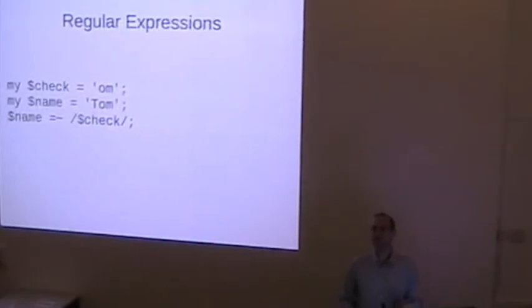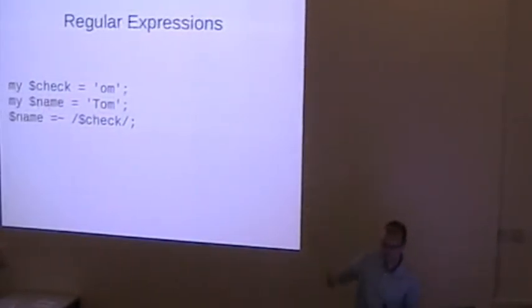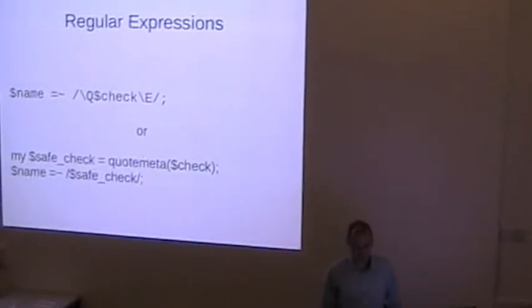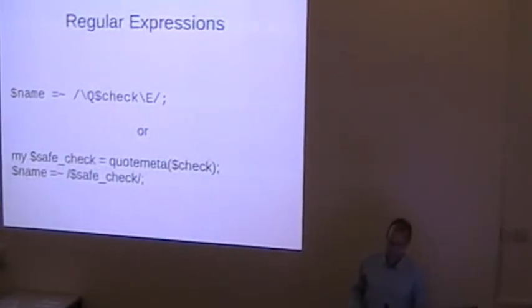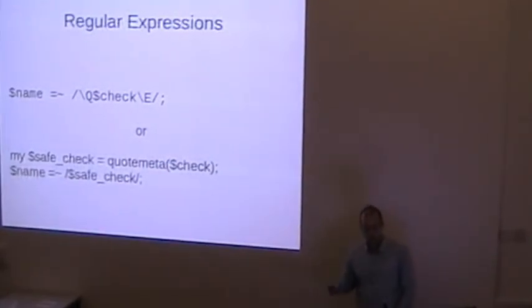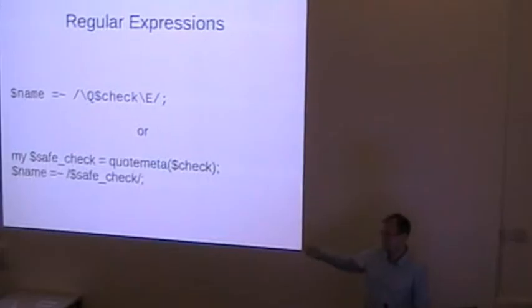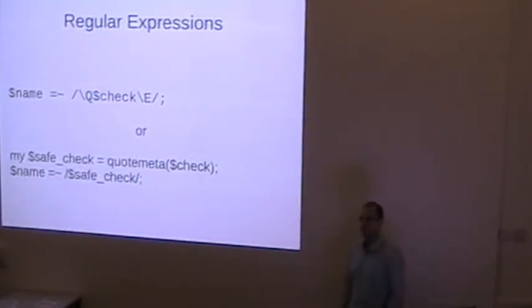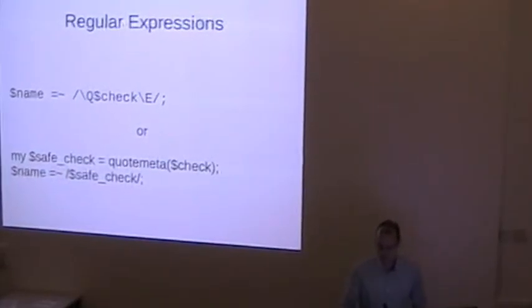So when you're running untrusted code inside a regular expression, as we're doing with $check here, you need to escape it. And there are two approaches to this. You can either escape it within the regular expression with the \Q and \E delimiters, or you can use the quotemeta command. So make sure you're very careful what you put inside your regular expressions, and if you're putting a variable inside, escape it.